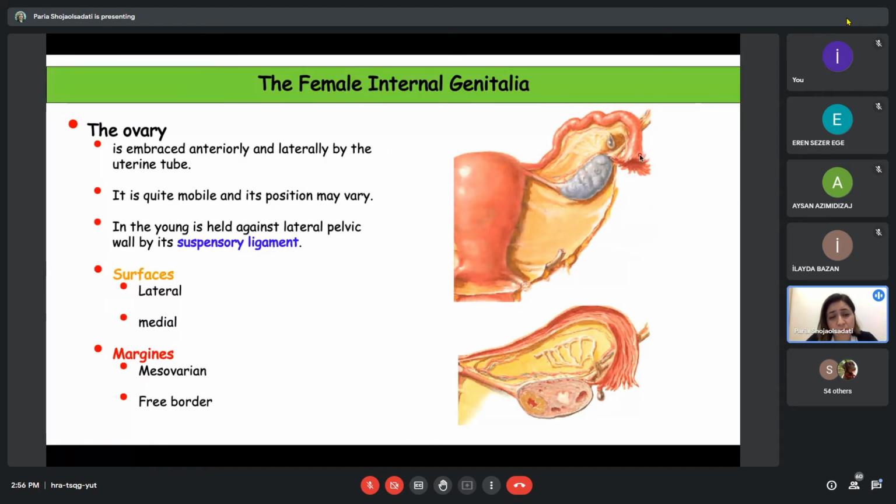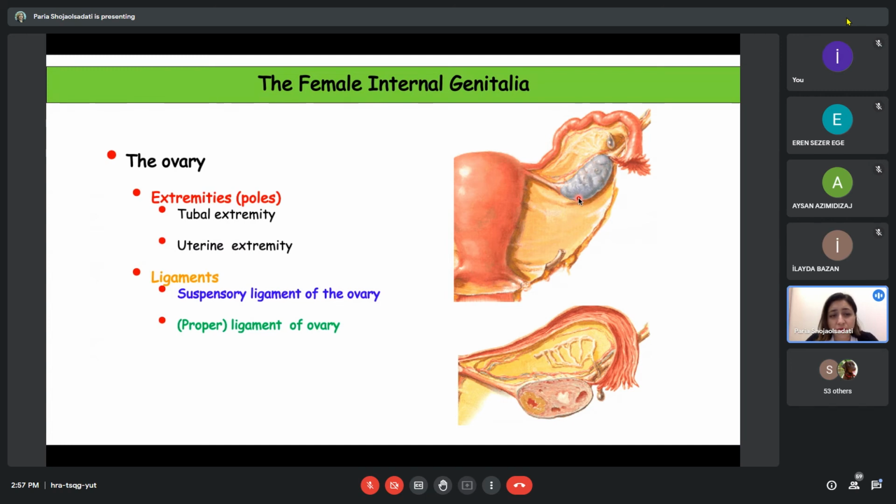It's quite mobile and its position may vary. In the young, it is held against the lateral pelvic wall by the ligament that we named the suspensory ligament of the ovarium. You can see it there clearly. It has two surfaces, lateral and medial, and two margins. The mesoovarian margin is the side that is attached to the broad ligament by the mesoovarium, and it has a free edge. You can see it here.